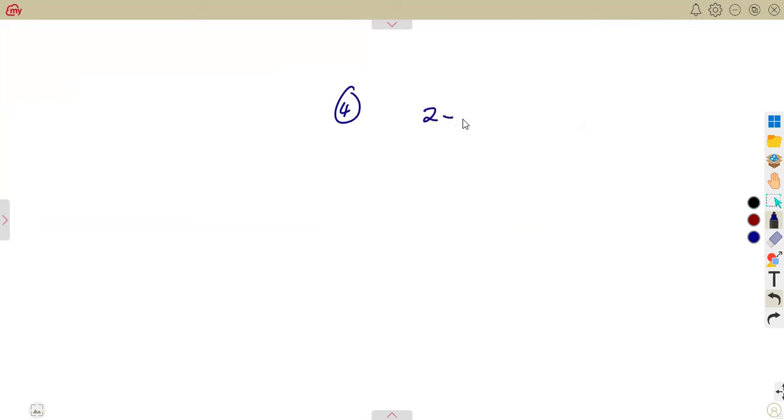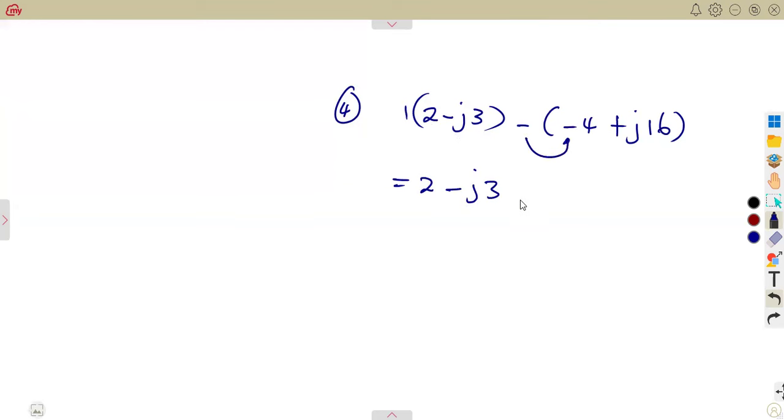You're given 2 minus j3, minus a bracket of minus 4 plus j16. Expand, there's a bracket. Expand that. So this is 2, nothing is going to change, minus j3. Minus times minus, that's a plus. Minus and a minus, that's a minus. So this is plus 4, and minus and a plus there, that's a minus j16. Everything has changed in this case.